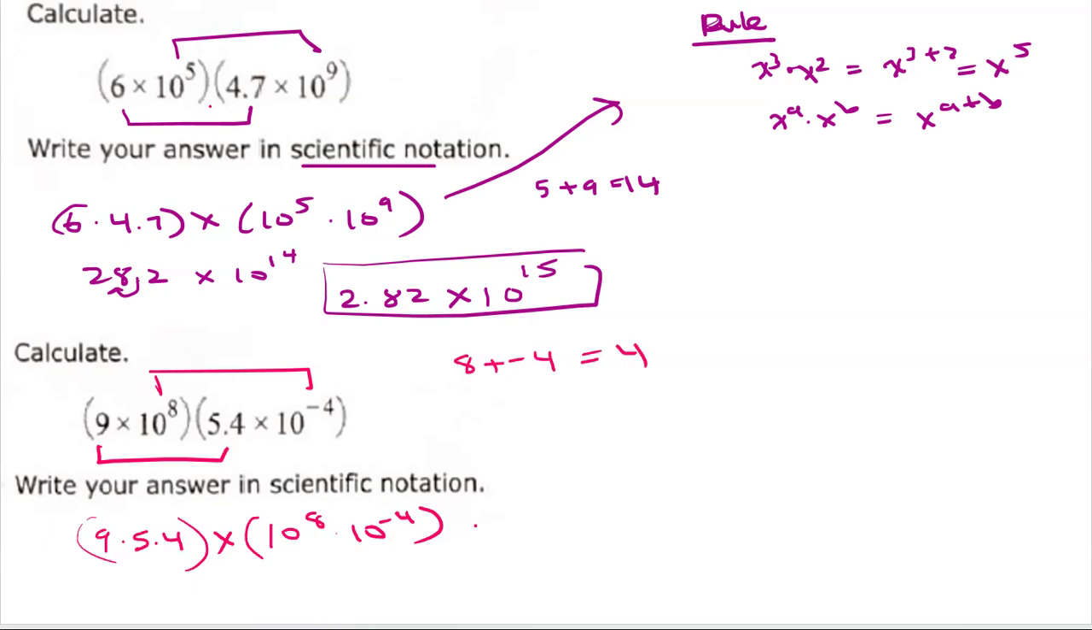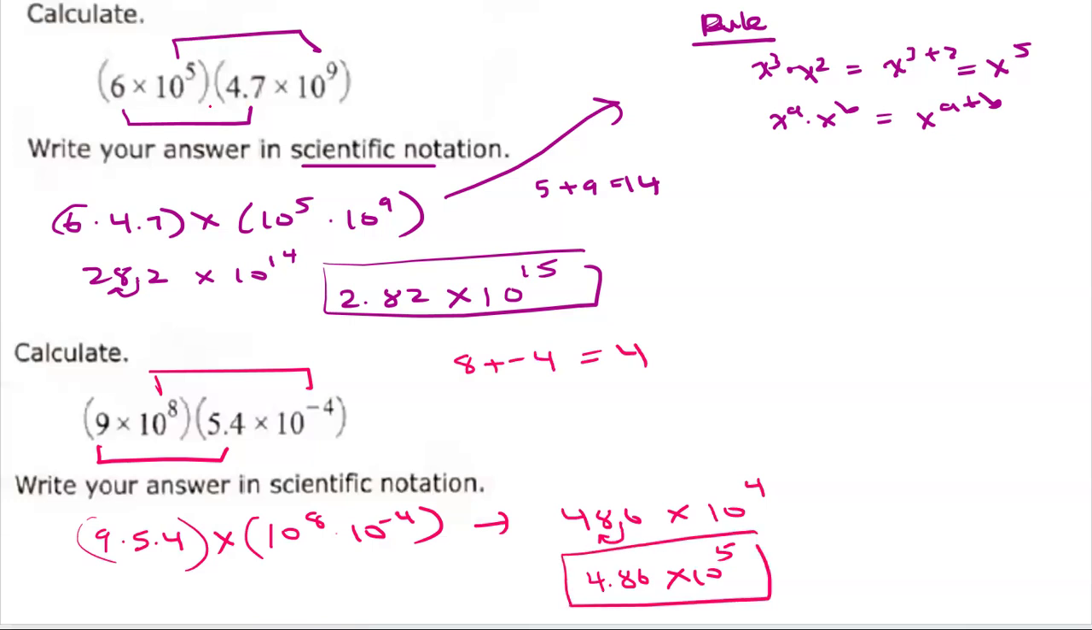All right, so here we're going to have 9 times 5.4 is 48.6, and then times 10 to the 4th power. Again, this is not in scientific notation because there's 2 numbers in front of the decimal, so I need to move it one more to the left. That gives me 4.86 times 10. And then remember, when we move it to the left, the power goes up. So our final answer here is 4.86 times 10 to the 5th power.